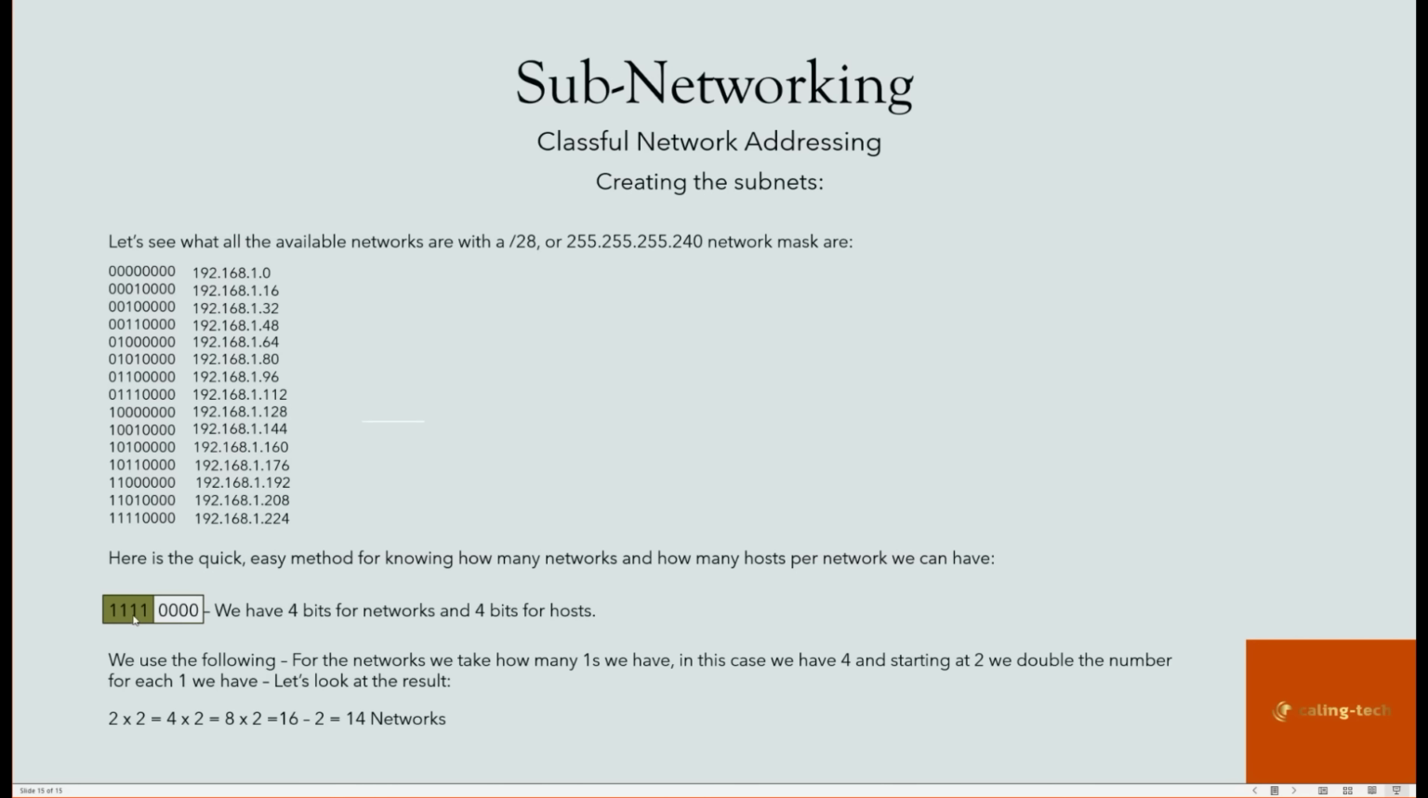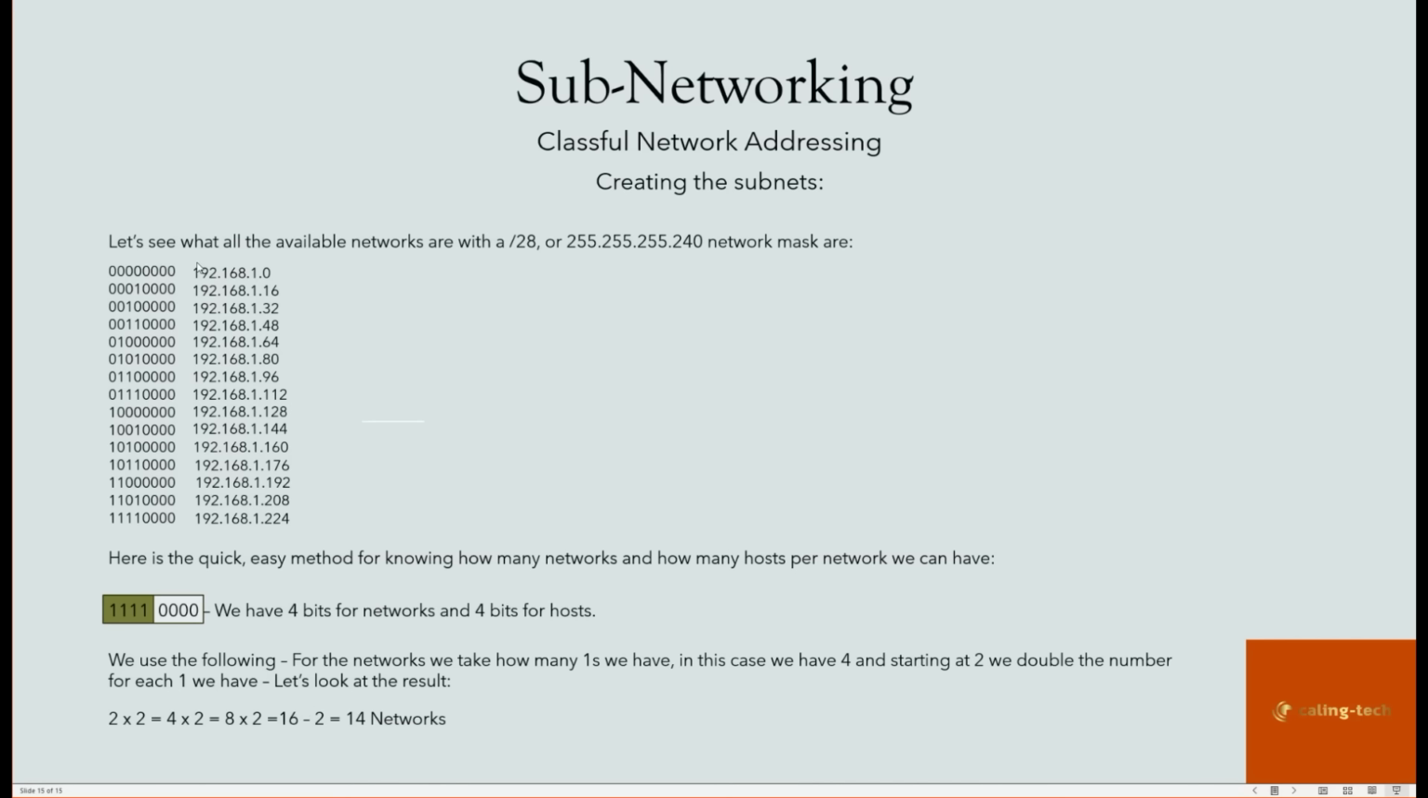2 times 2 is 4. 4 times 2 is 8. See, we're doubling the number each time. So 2, 4, 8, 16. Okay. Now, we can't have all zeros. We know that. We said that earlier in the lesson because that's the network. And we can't have all ones because that's the broadcast. So we know that we have 14 networks.